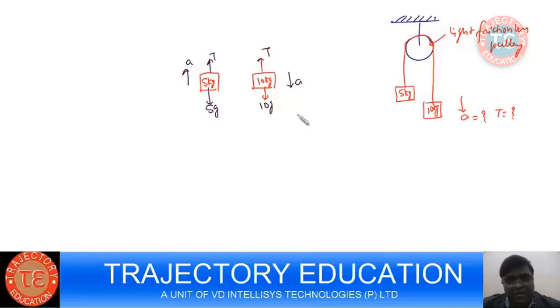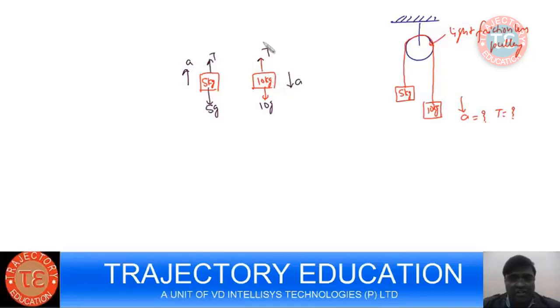So apply Newton's laws. This 10 kg is interacting with the string, so you have the tension T. It interacts with the ground, so you have the gravitational force 10g. Here 5 kg interacts with the ground, so you have 5g. Interacts with the earth basically. It interacts with the string, so you have a tension T over here. Tension always acts in the direction of the string.